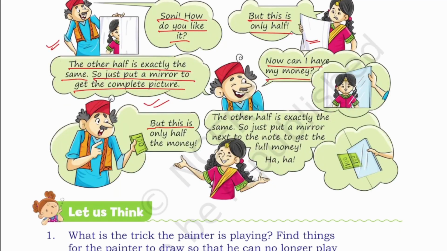Sony gives money to the painter, but this is only half the money. The other half is exactly the same, so just put a mirror next to the note to get the full money. Haha, like this.